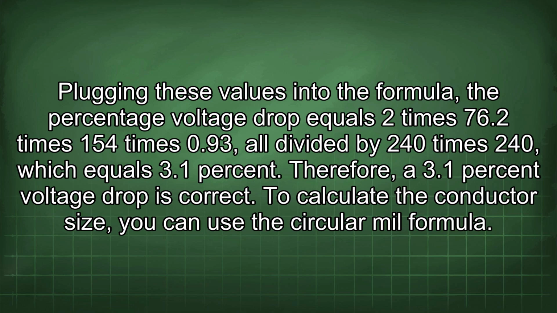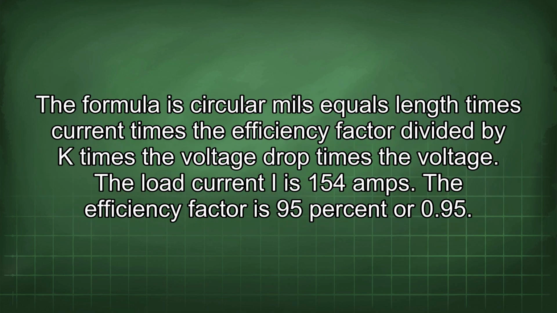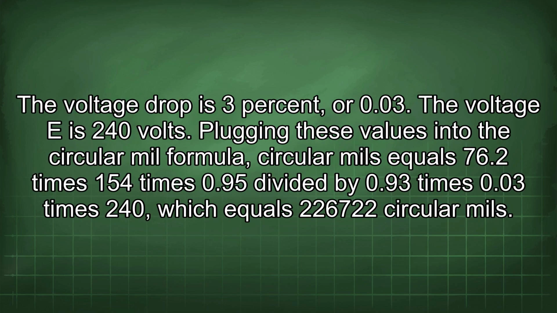To calculate the conductor size, you can use the circular mil formula. The formula is circular mils equals length times current times the efficiency factor divided by K times the voltage drop times the voltage. The load current I is 154 amps. The efficiency factor is 95% or 0.95. The voltage drop is 3% or 0.3. The voltage E is 240 volts.